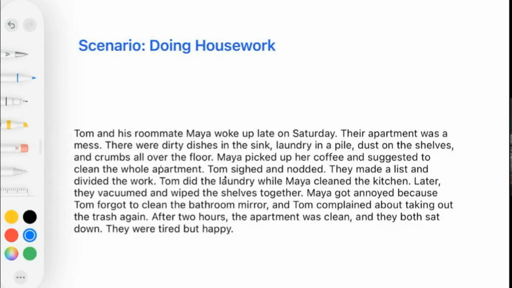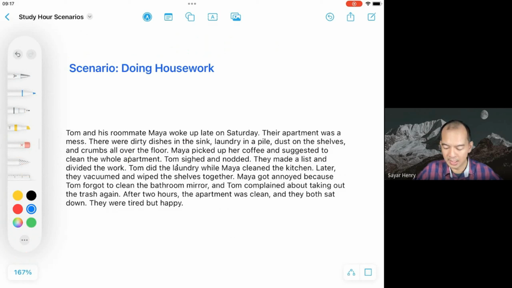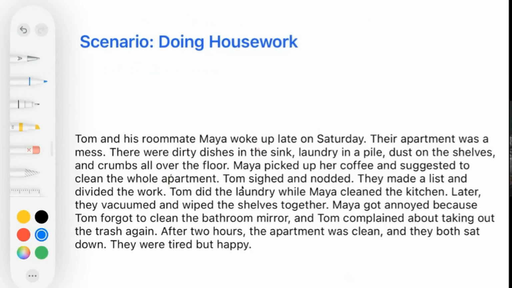So when your apartment is dirty, untidy, not clean, the easiest and most natural way, as a native speaker, is to use the word mess or messy. Mess is a noun, messy is an adjective. The apartment was messy, or it was a mess. There were dirty dishes in the sink, laundry in a pile, dust on the shelves, and crumbs all over the floor. Let's take a look at each part.